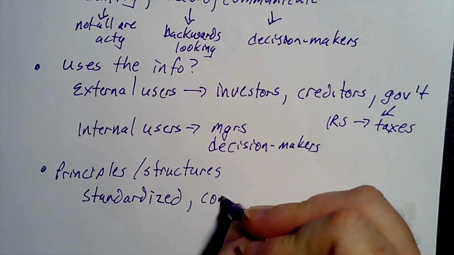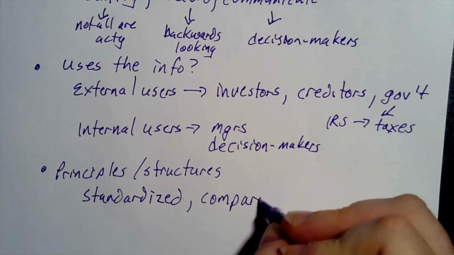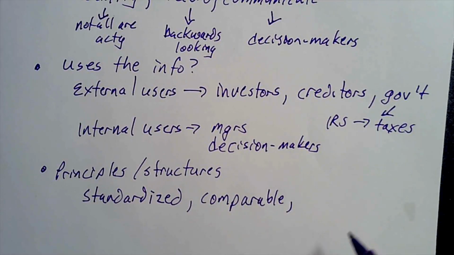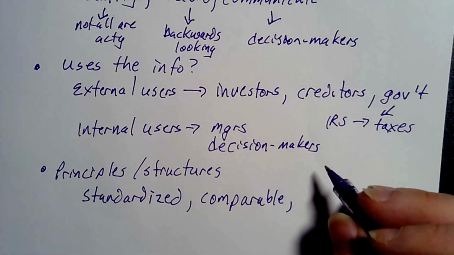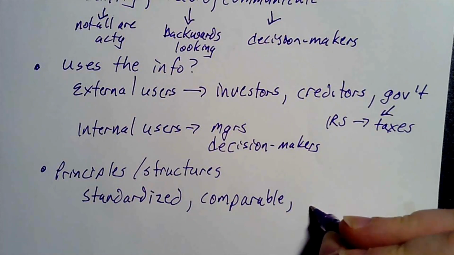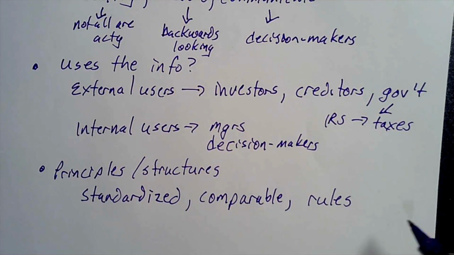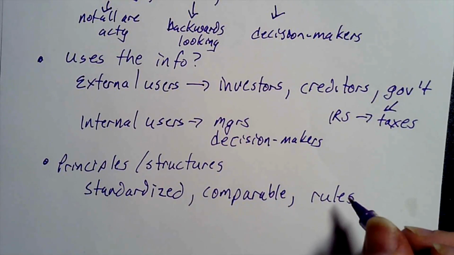So we standardize the information and make it comparable so that investors have a relatively easier time deciding who they want to invest in. And if we're going to be able to compare it, that basically means that there need to be rules. There need to be rules about how all this information gets presented.